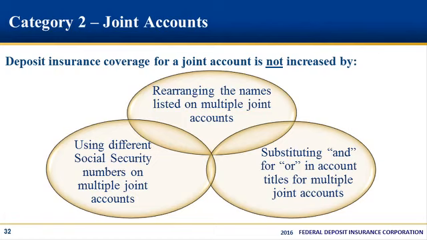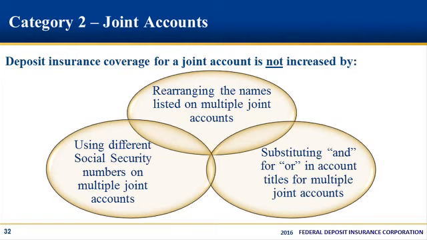Please note that the deposit insurance coverage for this category of ownership is not, and I repeat not, increased by doing the following. First, rearranging the names listed on the deposit account does not increase coverage. As an example, let's say we have 2 owners of a joint account, John and Mary. An account titled John and Mary is not insured any different than the account opened Mary and John. So switching the order of these 2 names in the title of the account is irrelevant.